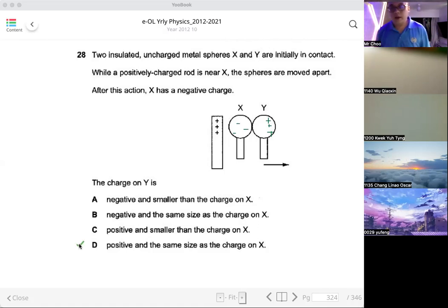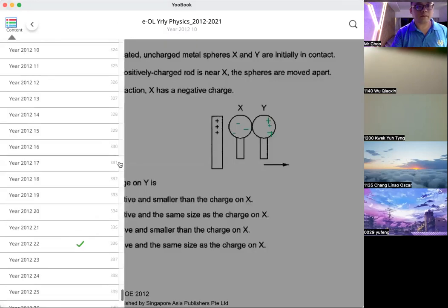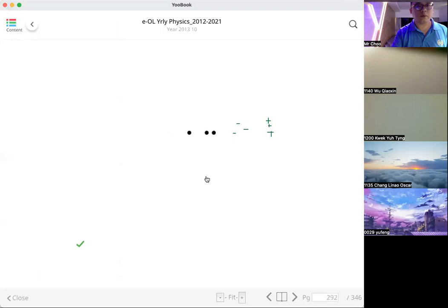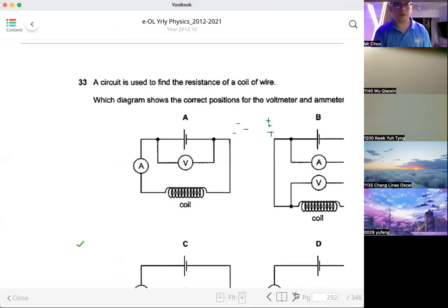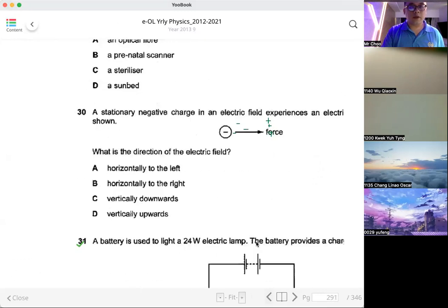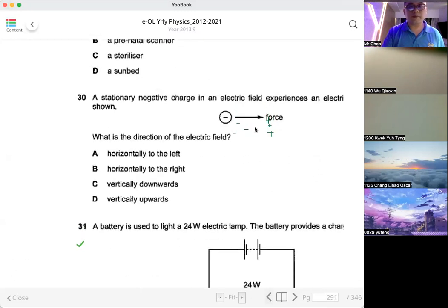Okay, well done. Ryan, look at this question quickly and then you can do the next question. Let me go to the next question. All of you do question number 30.